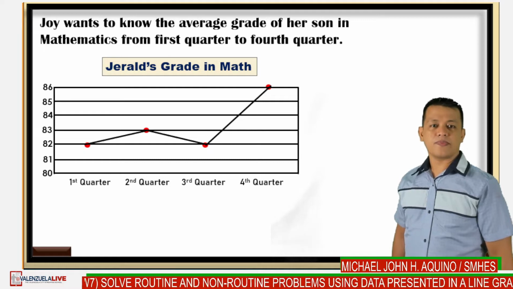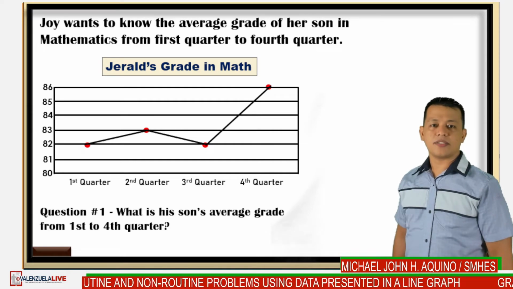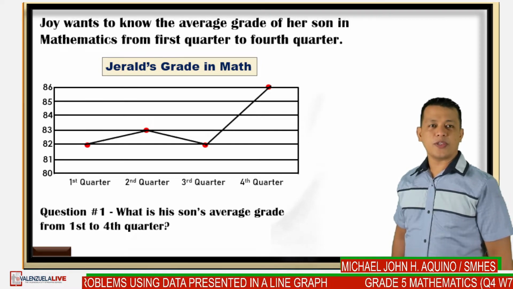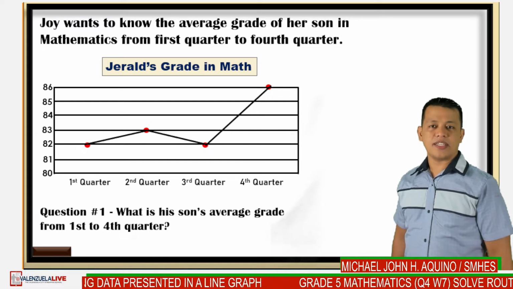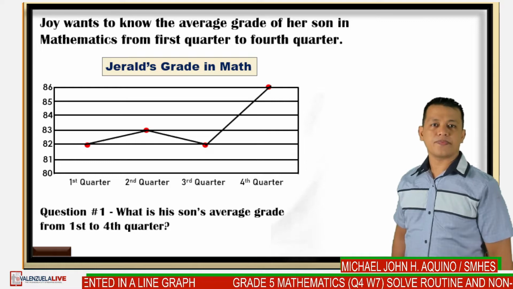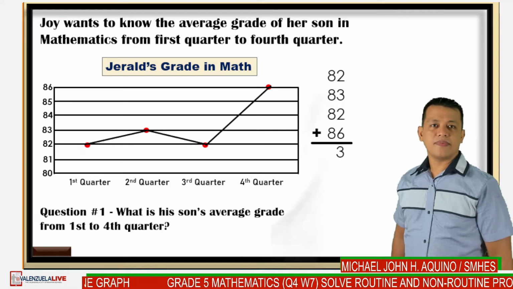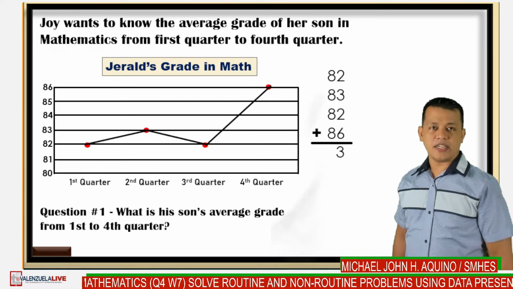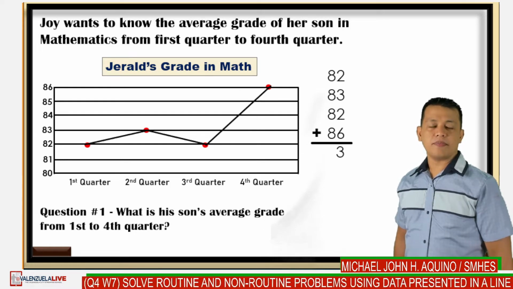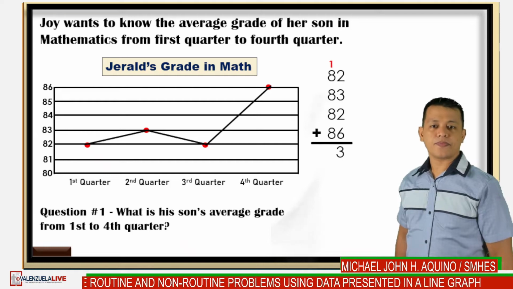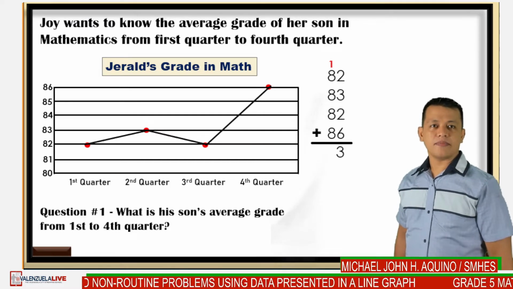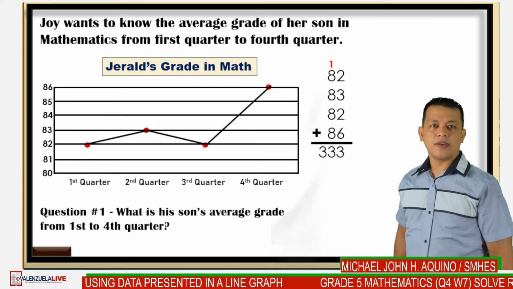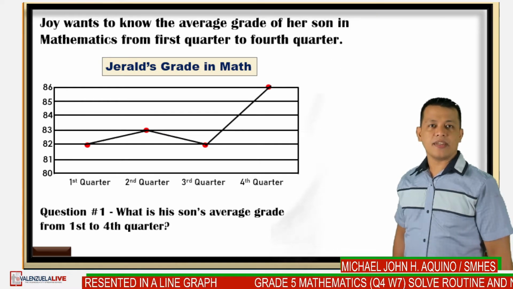For question number 1, what is his son's average grade from first to fourth quarter? What we are going to do is add all the grades from first quarter to fourth quarter. We add 82 plus 83 plus 82 plus 86. 6 plus 2 plus 3 plus 2 is 13. Carry 1. 8 plus 8 plus 8 plus 8 is 32 plus 1 is 33. Then we divide 333 by 4.